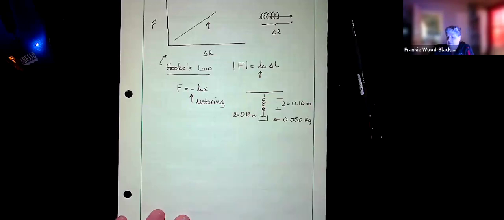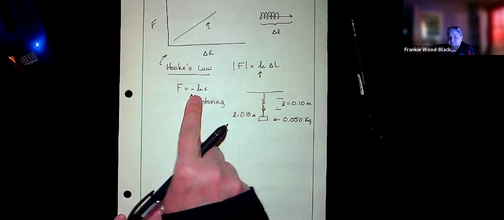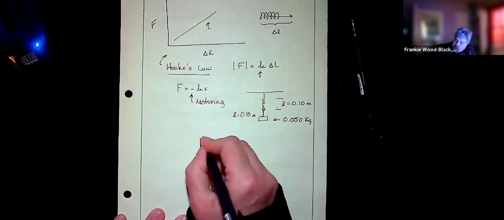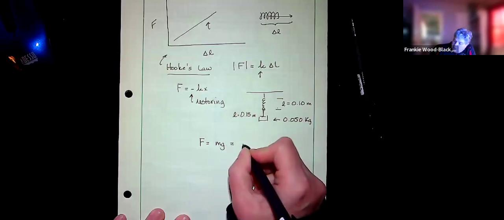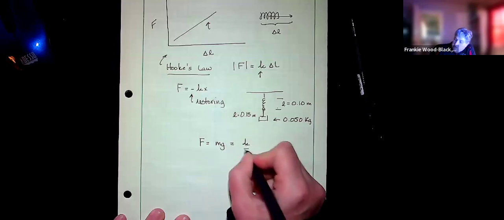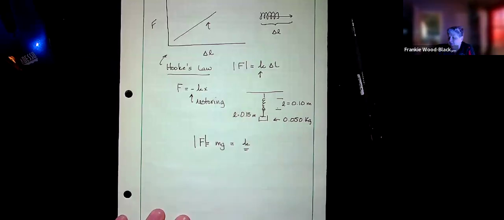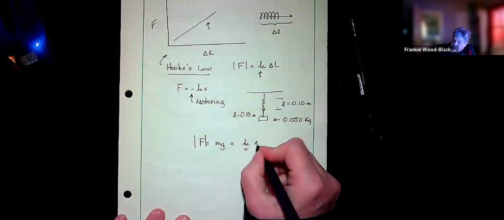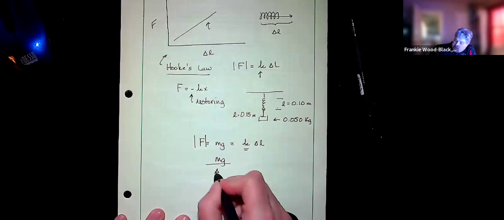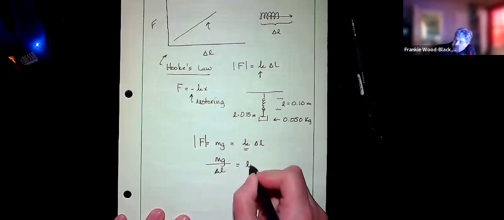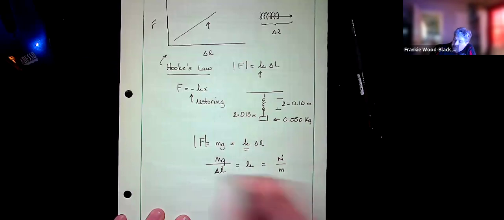We can actually calculate this constant because the magnitude of my force, which is going to be mass times gravity, is going to equal my spring constant, which is what I'm trying to figure out. And we're talking the magnitude here. My spring constant times my change in length. So mg divided by my change in length is going to equal my spring constant. And that's going to be in Newtons per meter.